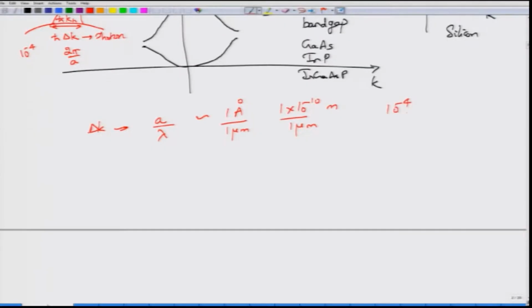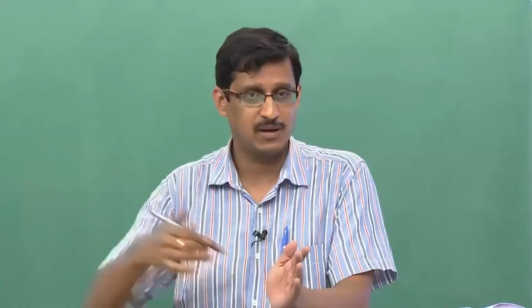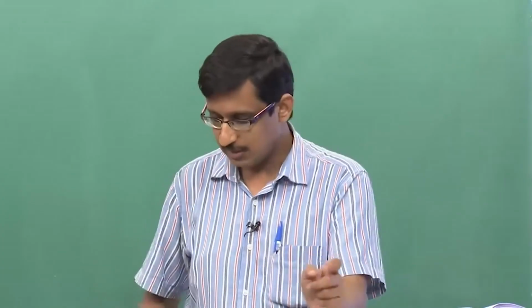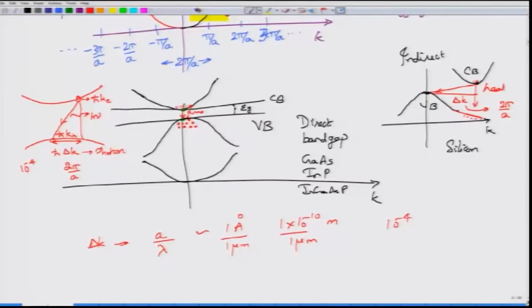On the other hand, for an indirect band gap material, this change is very large, because the delta k that you have to get should be 2 pi by a times something, and that would be pretty large, because it is the transition from one band edge to the other band edge. The result being most of these transitions end up as heat rather than actually giving rise to a radiative transition.